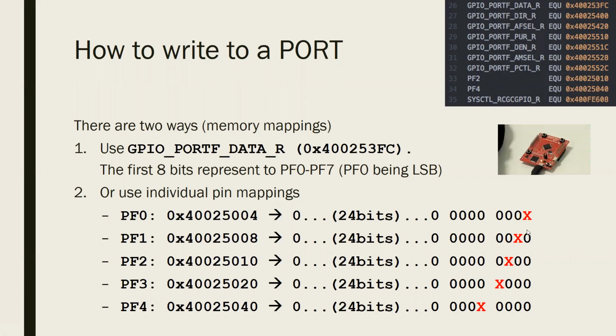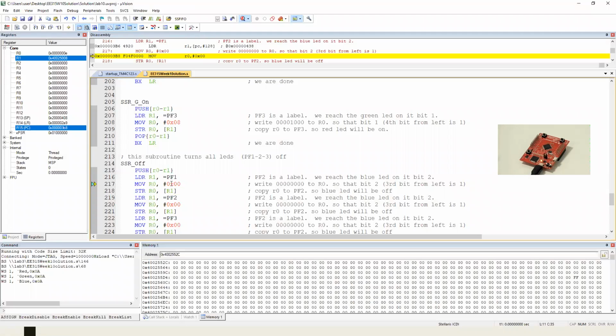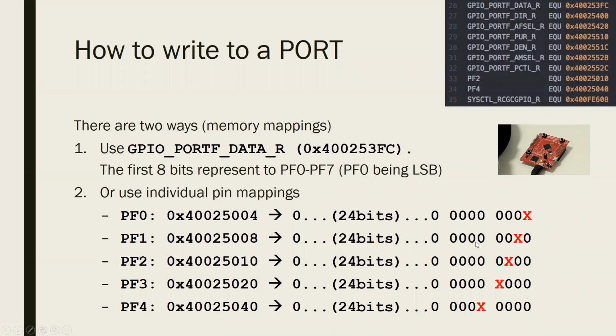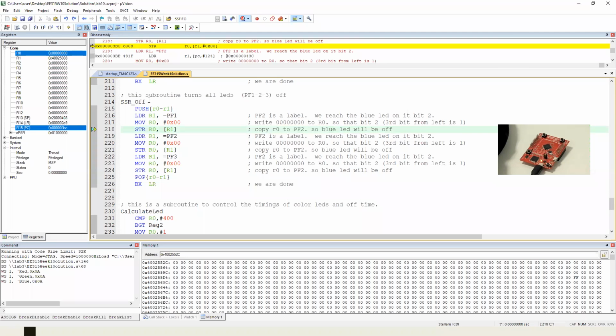If that single pin is mapped to that address, and this address doesn't allow me to change any other bits, then if I change the first bit starting from 0, I'll be changing PF1, because that's what it's for. So I load 0 to R0 and I store R0 to R1, which will make PF1 0. This subroutine is to make all the LEDs off.